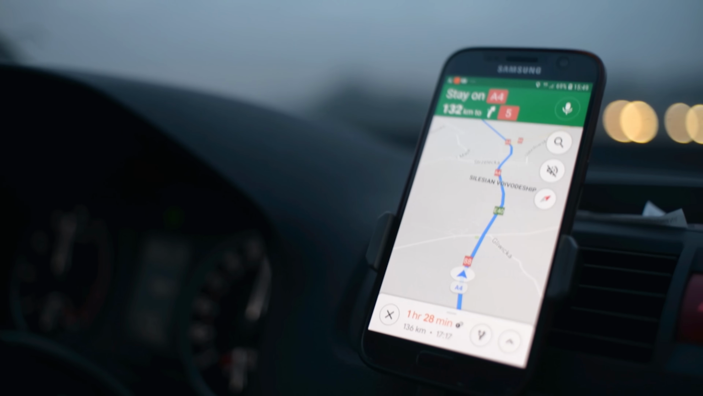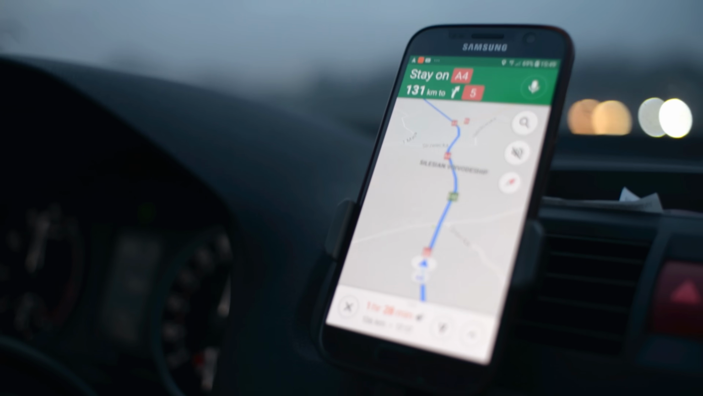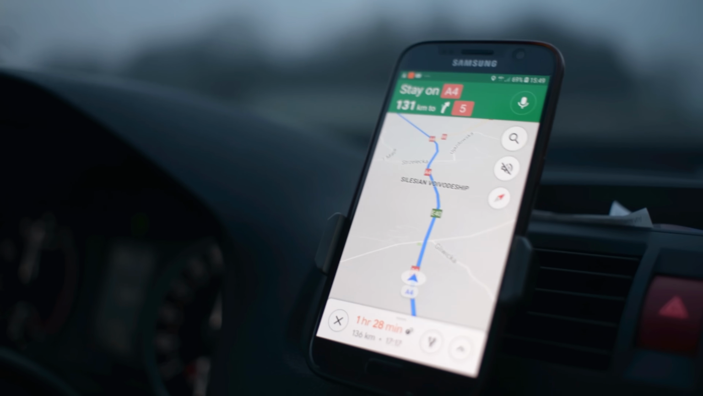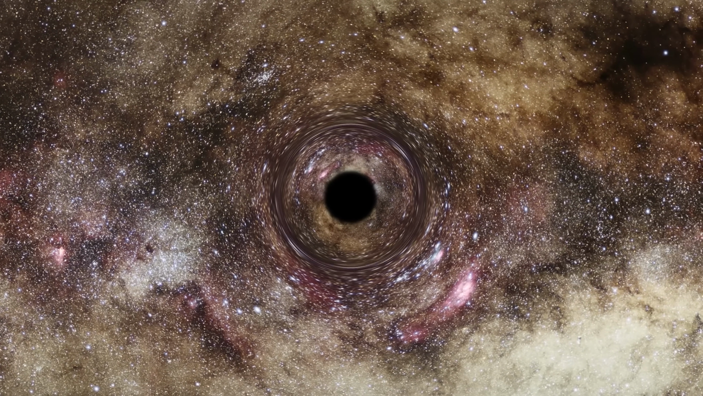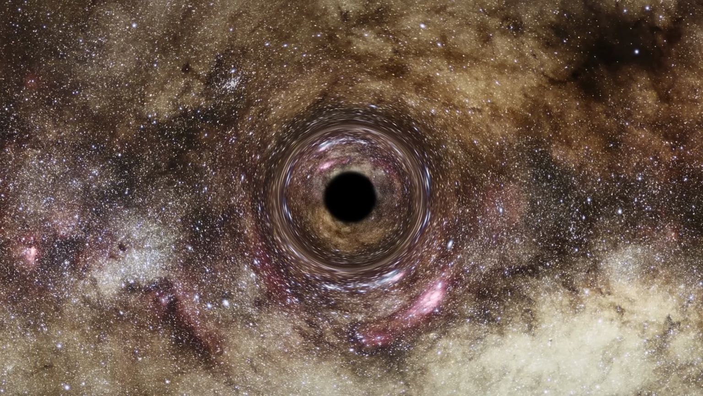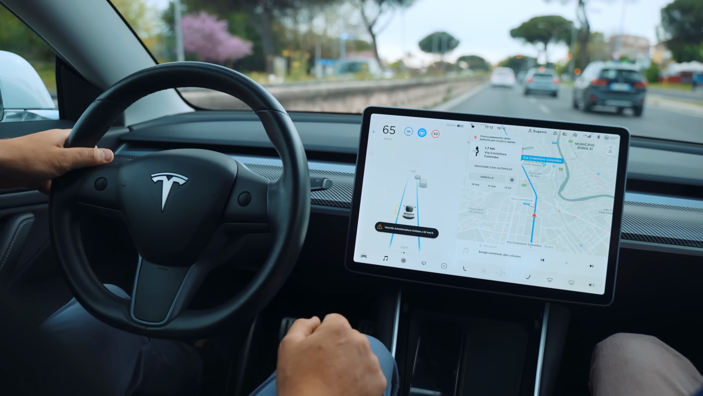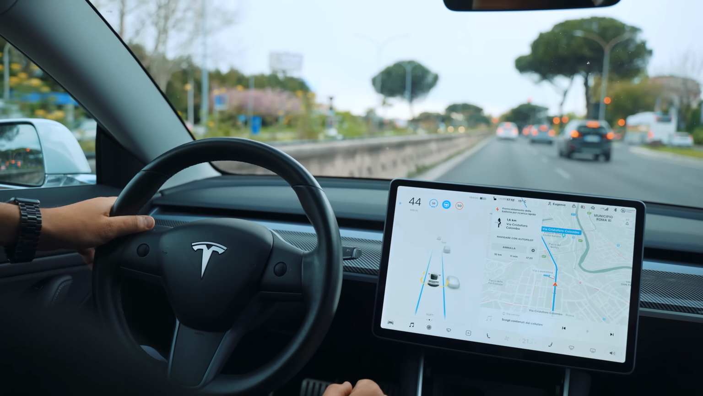GPS must take this effect into account to get calculations of your position right. If they didn't, your Google Maps location would quickly diverge from your actual position. It's crazy to think that the same underlying theory that explains black holes and time travel also helps us find our way home when we are lost. That in itself is Nobel Prize worthy.